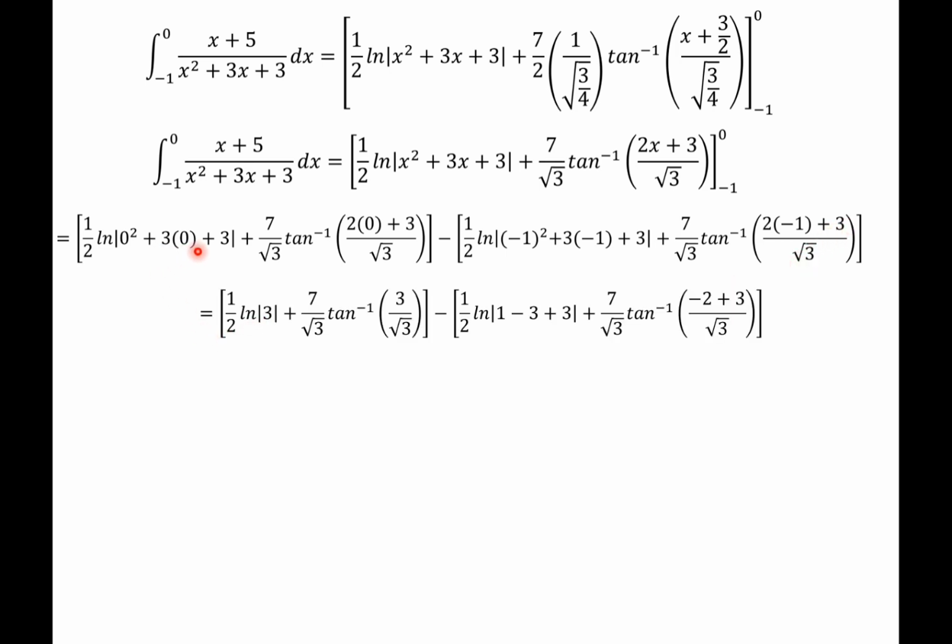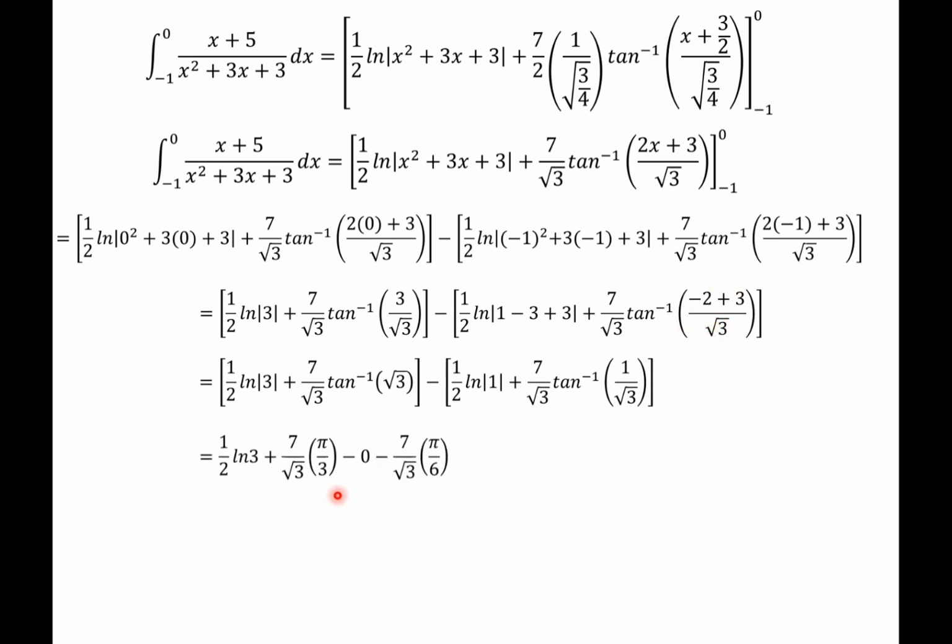So we get for the first term here half ln of the absolute value of 3 plus 7 over root 3 tan inverse of 3 all over root 3 minus half ln of 1 minus 3 plus 3 plus 7 over 3 tan inverse of negative 2 plus 3 all over root 3. And simplifying further, we get half ln of absolute value of 3 plus 7 over root 3 tan inverse of 3 when we rationalize the denominator of this fraction, minus half ln of the absolute value of 1 plus 7 over root 3 tan inverse of 1 all over root 3 when you simplify this other fraction.